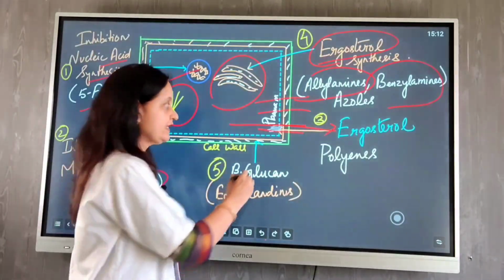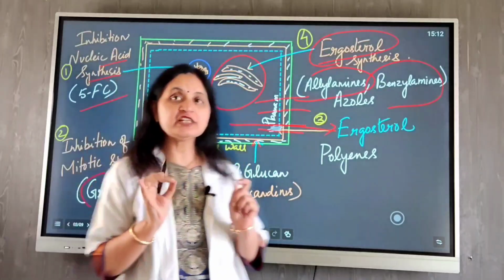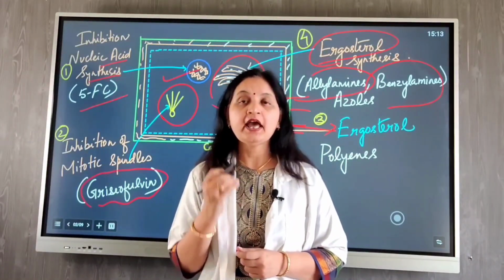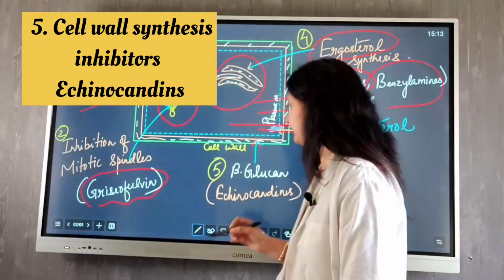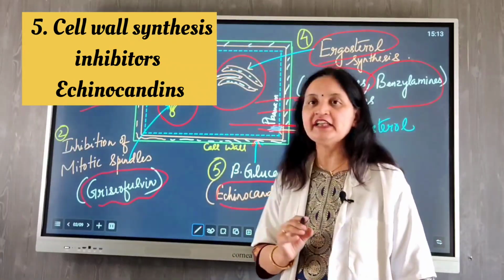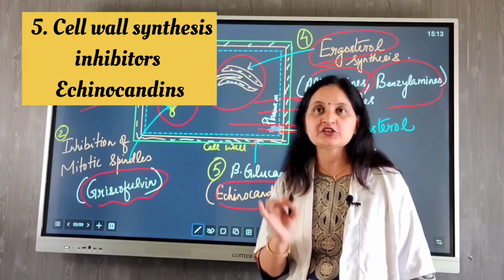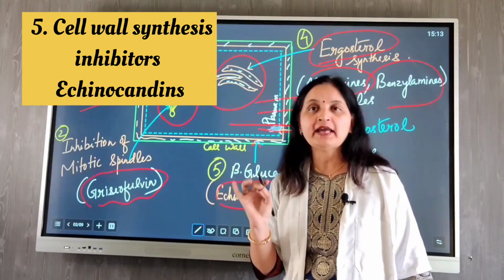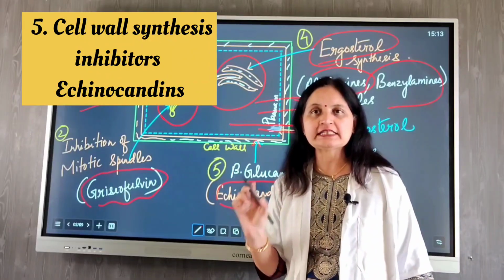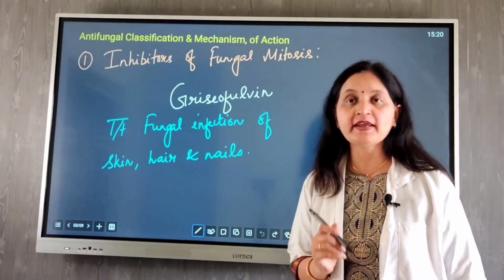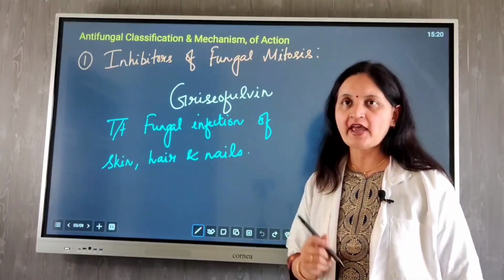The next target is the cell wall. Fungi have a rigid cell wall composed of chitin and beta-glucan, and beta-glucan is synthesized by beta-glucan synthase. Echinocandins, a class of antifungal drugs, inhibit the synthesis of beta-glucan, which forms a component of the cell wall, by inhibiting beta-glucan synthase. Let's now learn about the classification of antifungal drugs based on the mechanism of action.